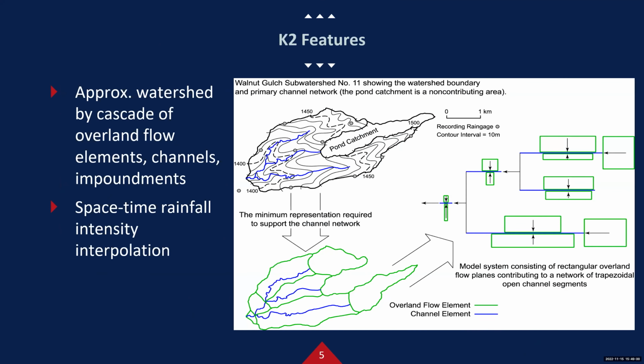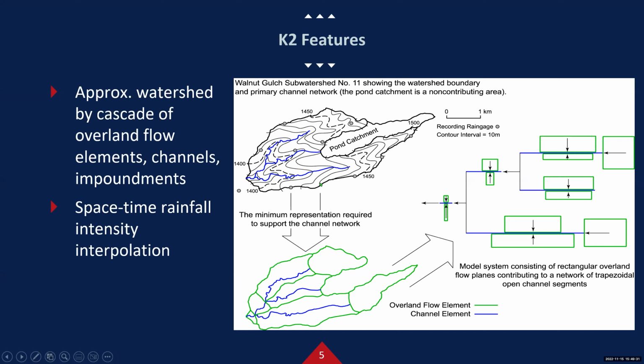So here's another representation of the abstraction process. You're approximating the watershed with these overland flow elements, channels, and impoundments. So this is subwatershed 11 in Walnut Gulch. There's a stock pond at the end of this element labeled pond catchment, and it rarely spills. So we typically model it and say there's no runoff out of this.